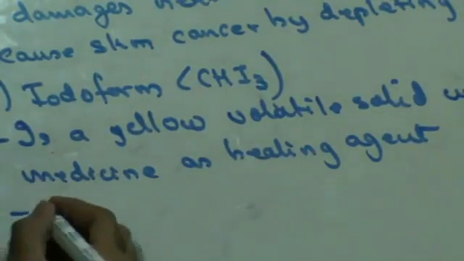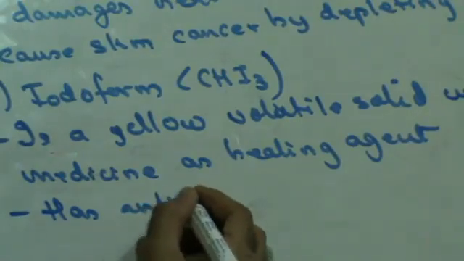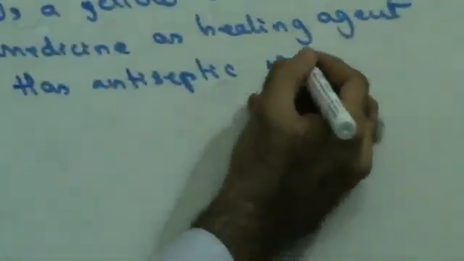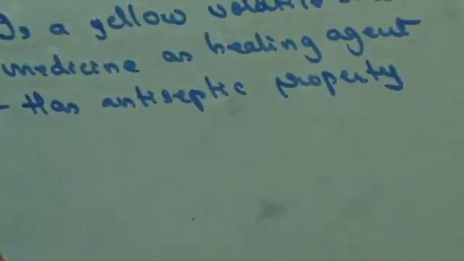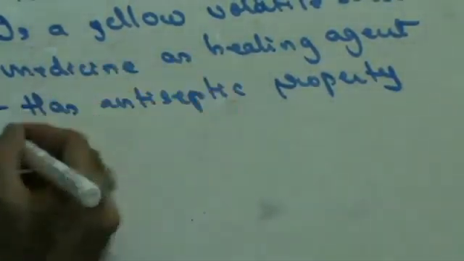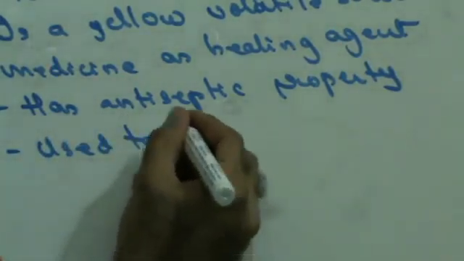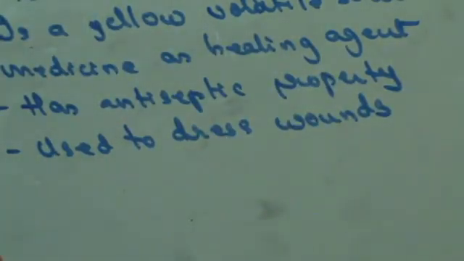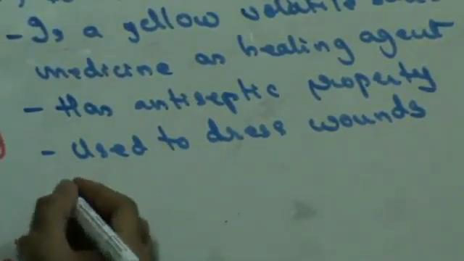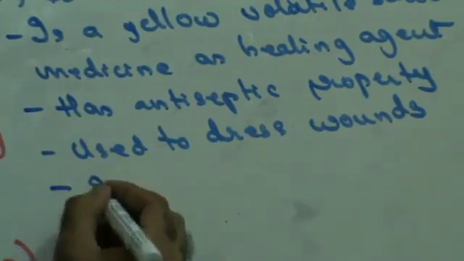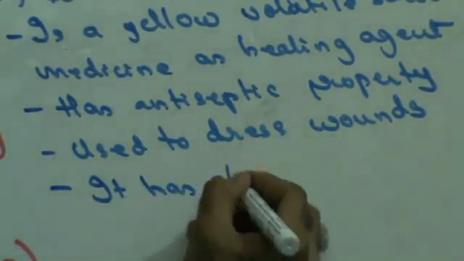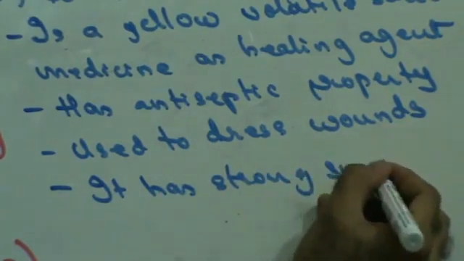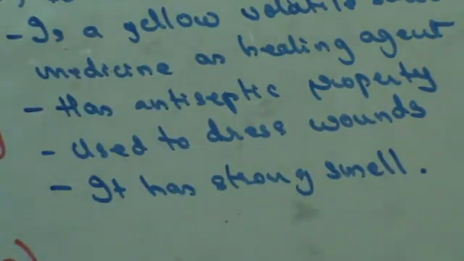Then it has antiseptic property and it is used to dress wounds. Why is it used to dress wounds? Because it can liberate iodine. Environmental hazard: it has a strong smell. That's hydroform. Next, we have freons.